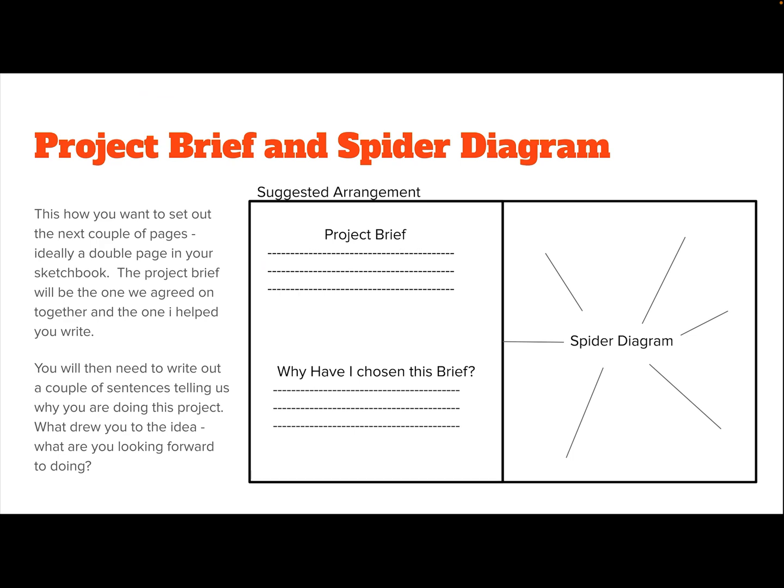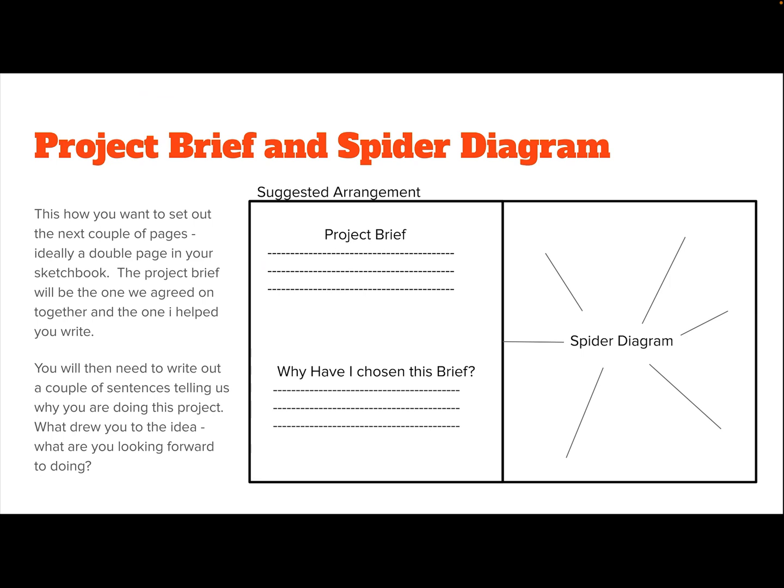Okay, so this is how you want to set out the next couple of pages, ideally a double page in your sketchbook. The project brief will be the one we agreed on together and the one I helped you write. So if you go back to that, the sheets document which we put together, you gave me an idea about what you wanted to do, and then I helped you write the brief so it made a bit more sense. So that's what we want to have there on that left hand side, the project brief. So go back to that, and that could either be written or it could be typed, the arrangement of that.